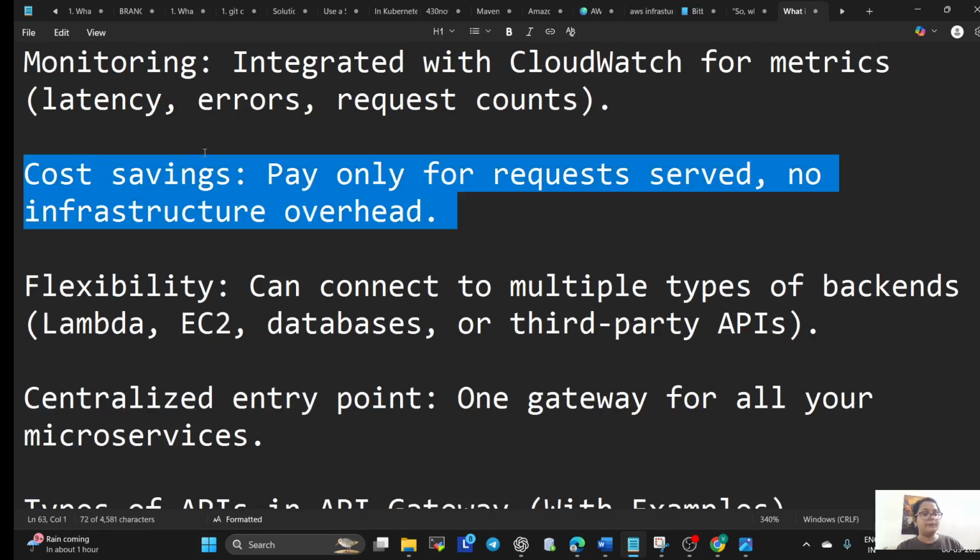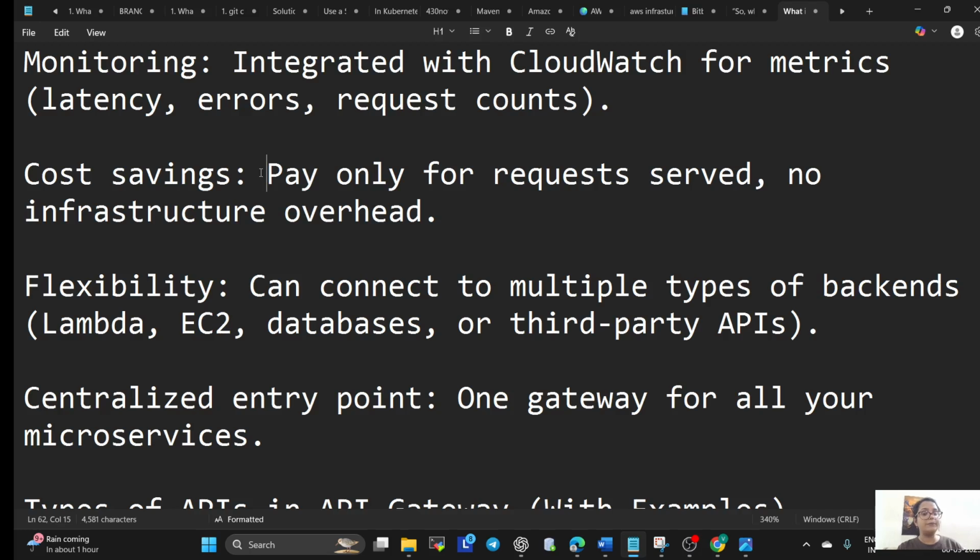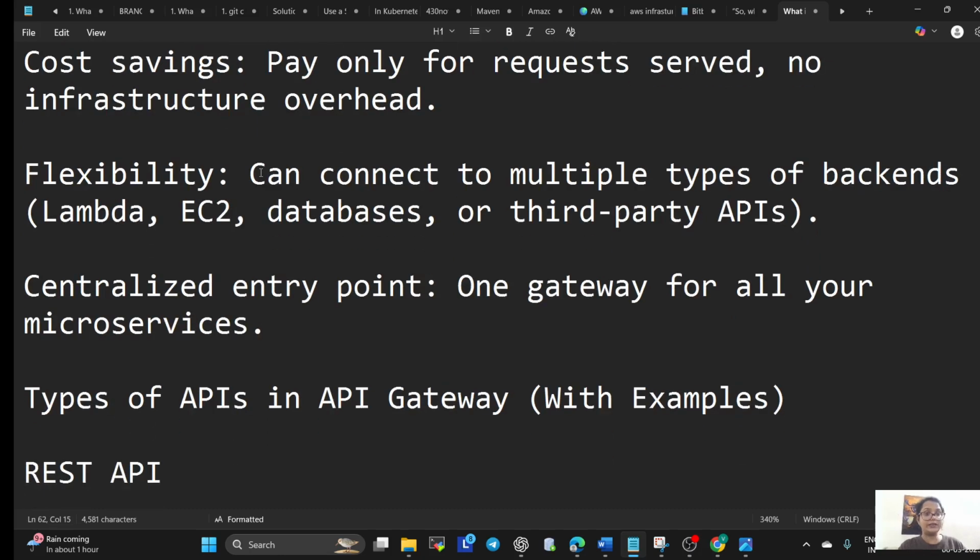Obviously, cost saving, because here we have to pay only for the requests served. No infrastructure overhead. There is no separate team to manage or scale things, so we need not pay. Anyhow, it is very cost saving and flexible also. It can connect multiple types of backend, because it supports Lambda, EC2, database, third-party APIs, anything. And a centralized entry point, like one gateway for all the microservices.